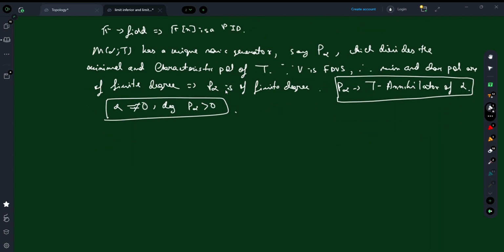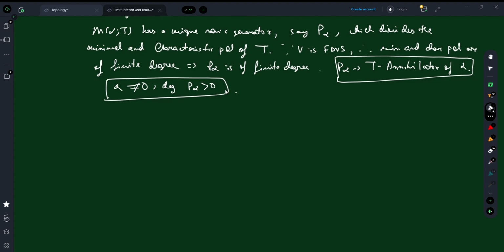Okay. So let us study a theorem regarding this, which will help us understand these concepts more. Theorem. We are considering a non-zero vector from V. So let alpha be a non-zero vector from V, and let P alpha be its T annihilator. Then we have the following.